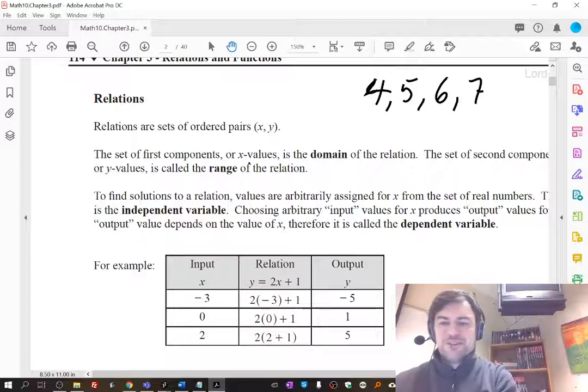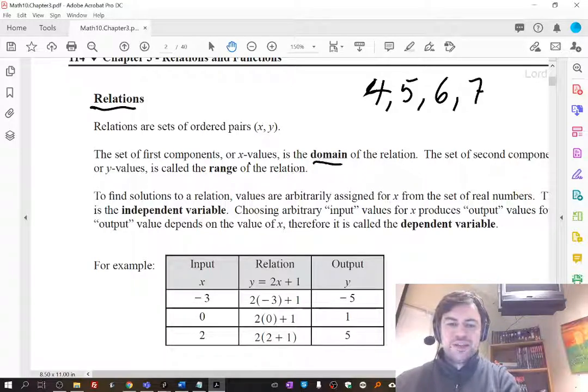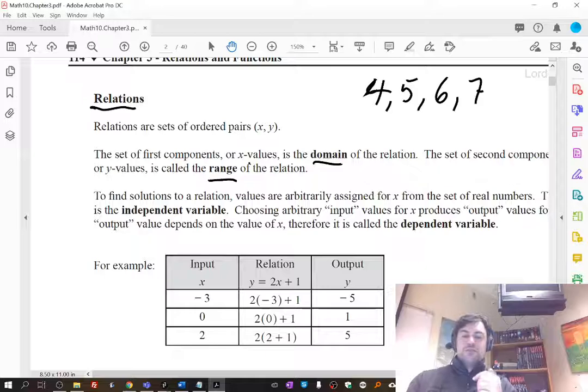So the words that we need to know are relations, domain, and range. We already talked about what relations mean, and we gave some real world examples of sets of numbers that are related. We talked about things like the number of hours you work and the paycheck you get at the end of the week or however you're paid.